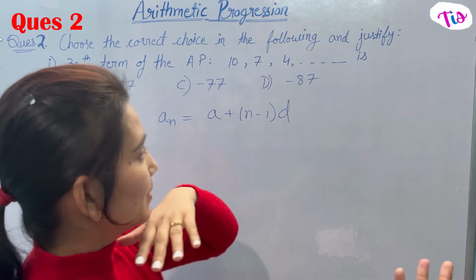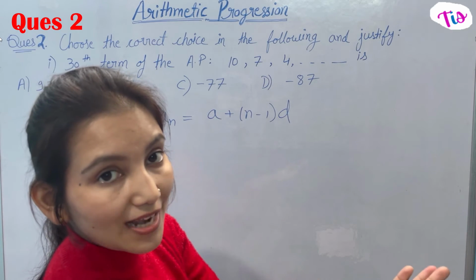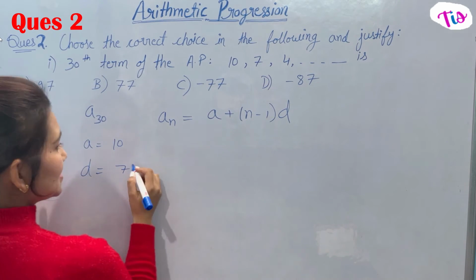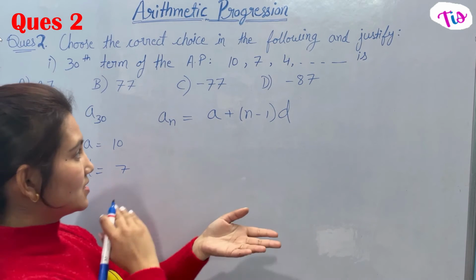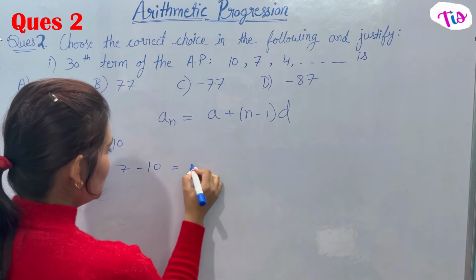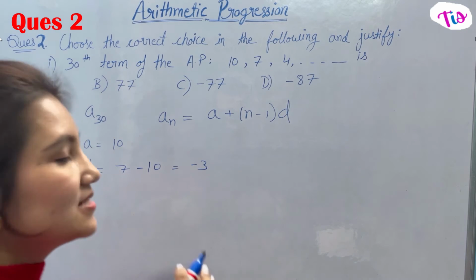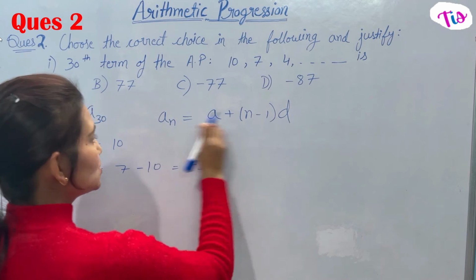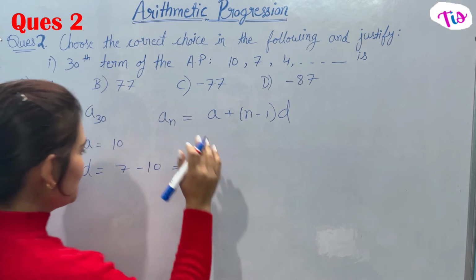a hurry. But this would be wrong, okay? How do you calculate d? A2 minus A1, right? So successive term minus the predecessor term. So it's 7 minus 10 is equal to minus 3. So common difference is minus 3 here, and just put the values in this formula and solve for A30, okay?